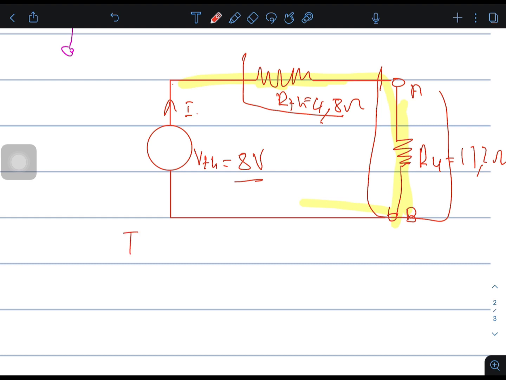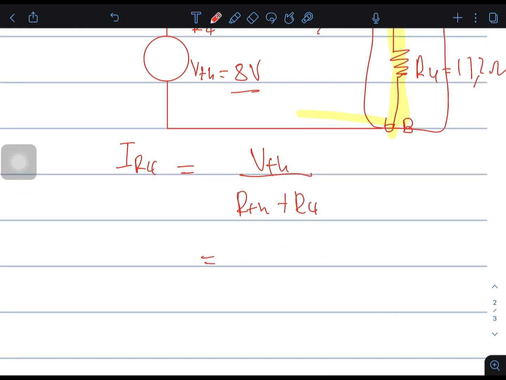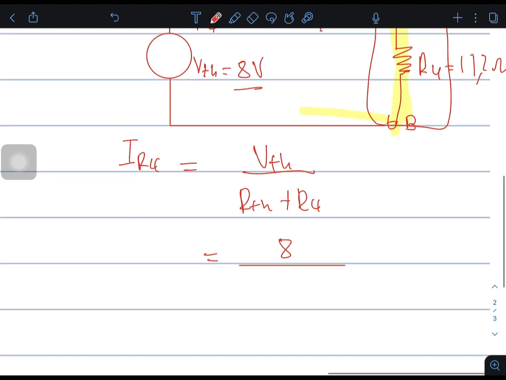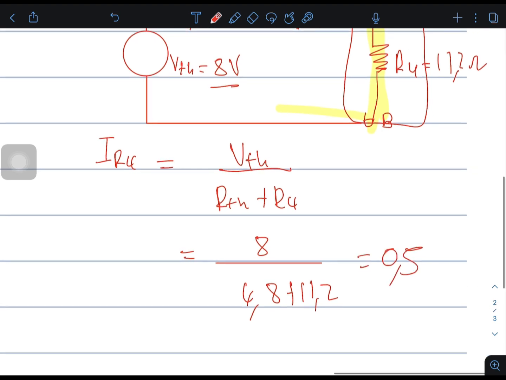So IR4 is basically the total current in the Thevenin equivalent resistance, which is V Thevenin over R Thevenin plus R4, which is 4,8 plus 11,2. Okay, that is 0,5 amps.